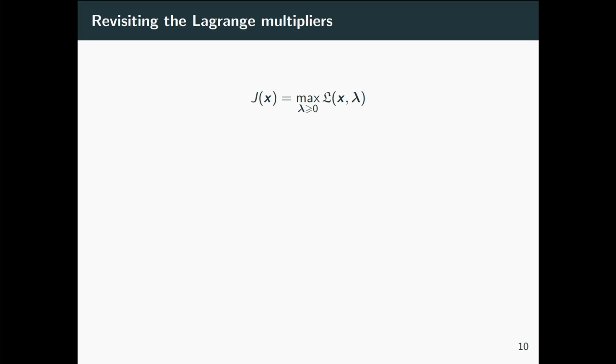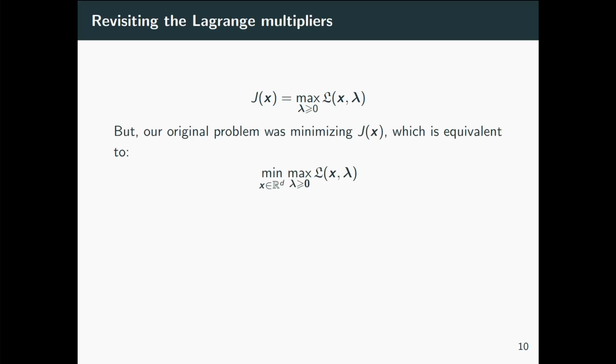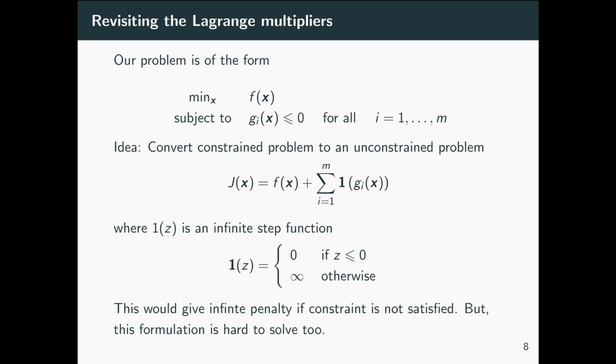So, rewriting this again, we have J(x) as the maximization of the Lagrangian function over the variable lambda, with the constraint that lambda is greater than or equal to 0. But if you remember, our original formulation was minimizing g of x. If we go back, the original problem was minimizing f(x) subject to these constraints. We wrote a new function which we were still trying to minimize, and it is an unconstrained problem.